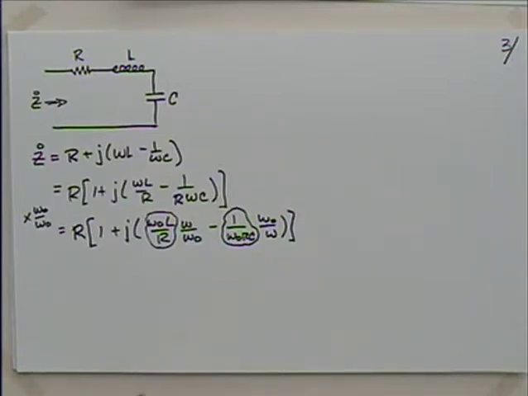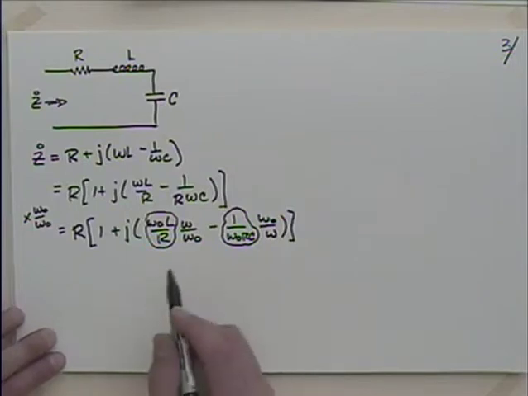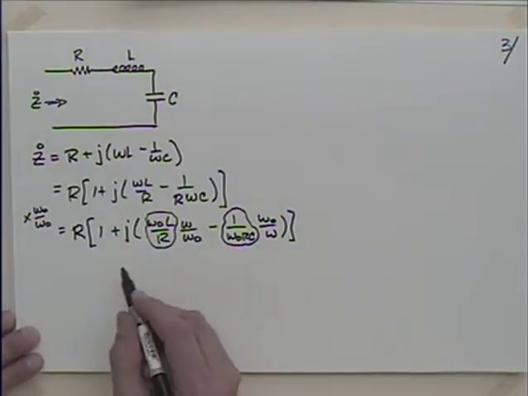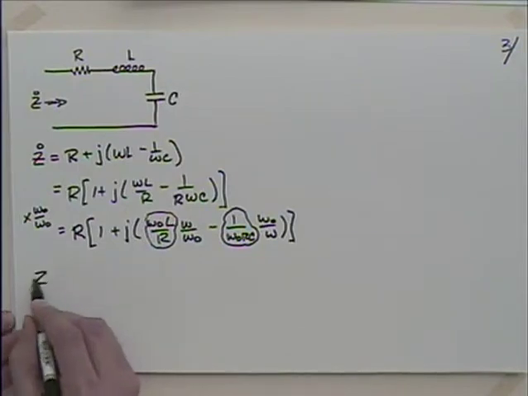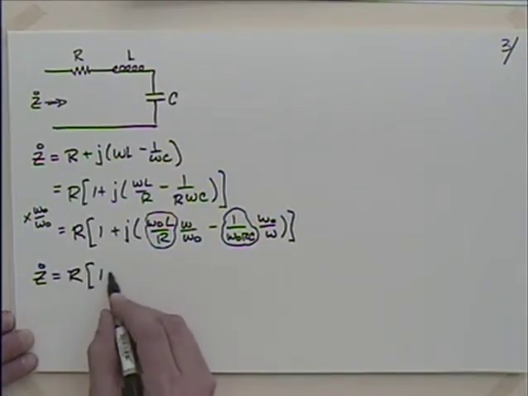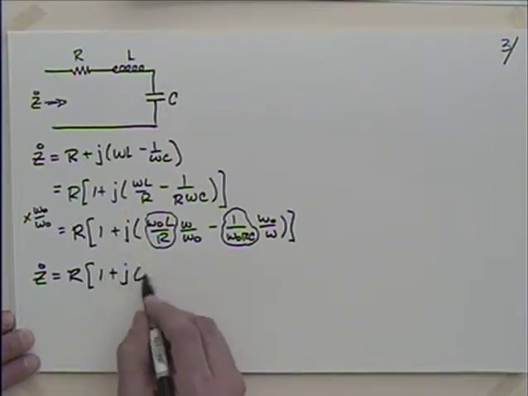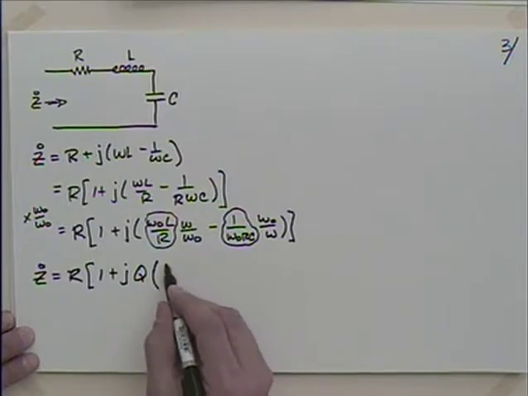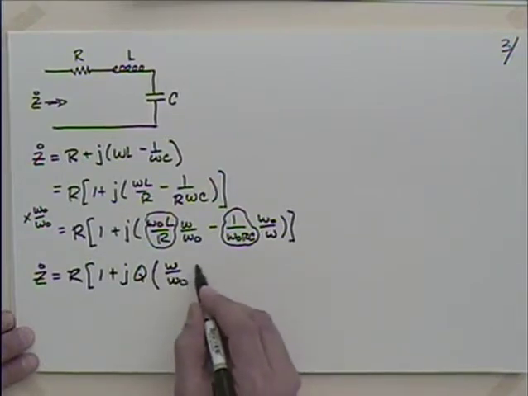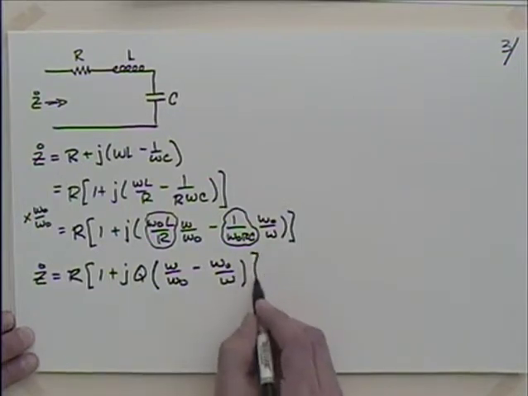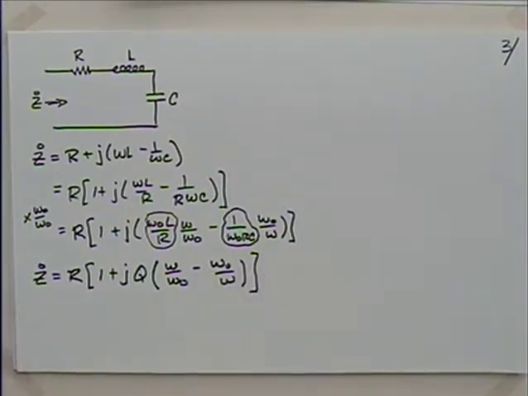Okay. Well, as you go through that process, you'll recognize those as Q, right? So if that's Q and that's Q, we could factor a Q out of this thing and say that the impedance is equal to R times 1 plus JQ, and then we would have omega over omega naught minus omega naught over omega. It looks very similar to what we had last time. We got a common denominator. Then we had the difference of squares.